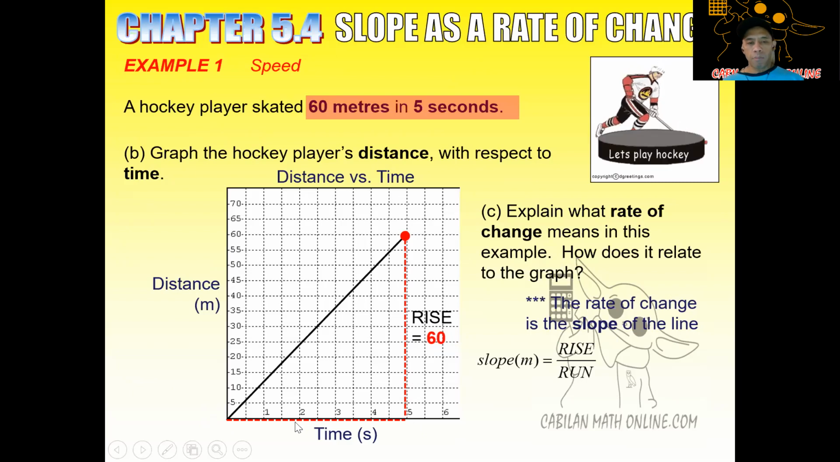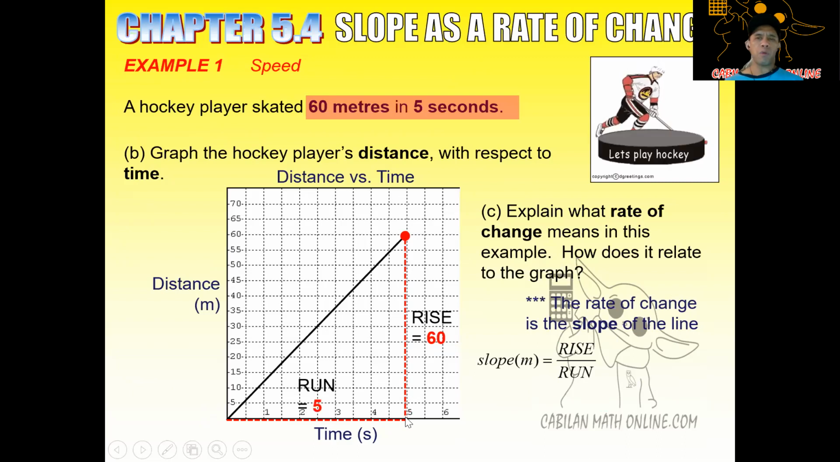Same thing with the bottom part. Notice that every other box is going up by 1. However, in order for us to use the run for this one, we're just going to use the numbers that we have here. So from the bottom left all the way to the end of the rate triangle, the run here would be 5.